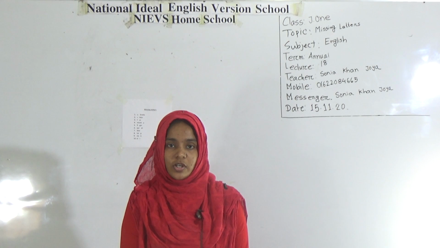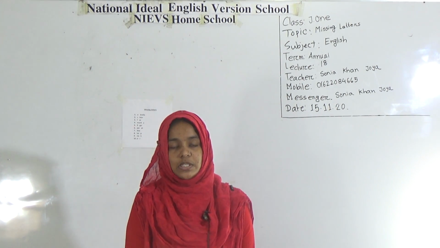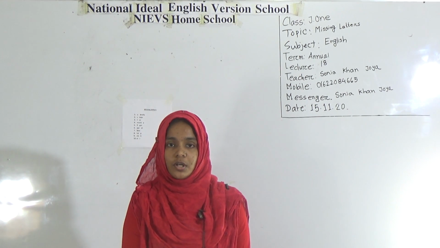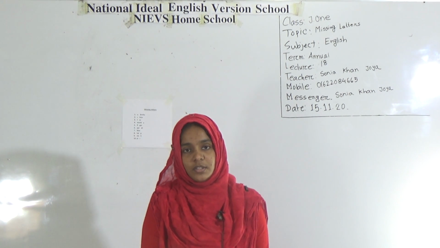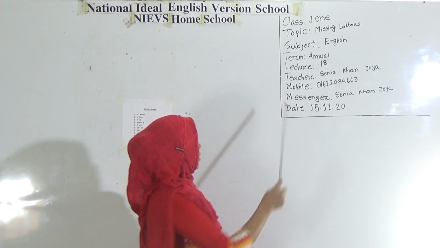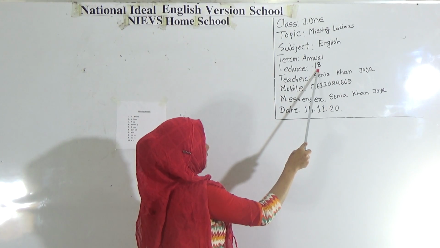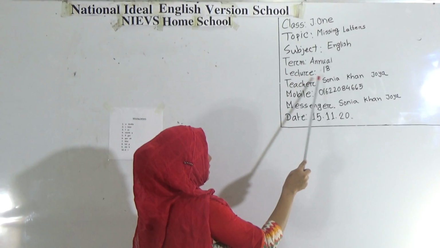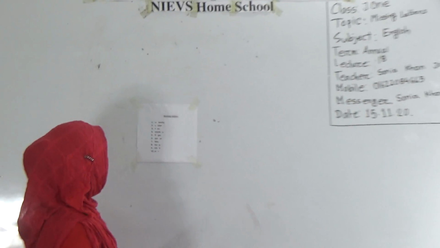This is Sonia Joya, assistant teacher of English, National Ideal English Version School, Day Shift. Today I am going to take an English class for the students of Junior 1 class, and our today's topic is missing letters. Students, look at the board. Our lecture number is 18. Again I am saying, the topic is missing letters and the lecture number is 18. So students, let's start our today's topic. Our today's topic is missing letters.